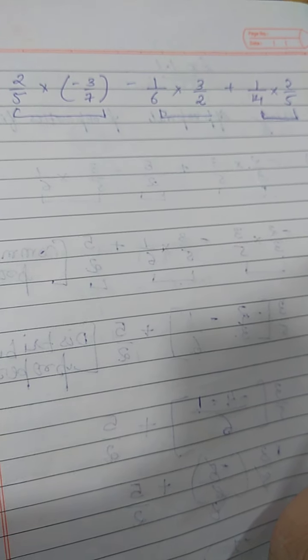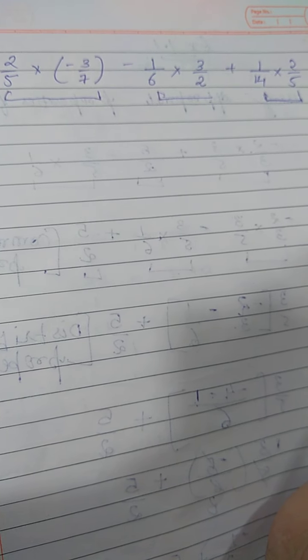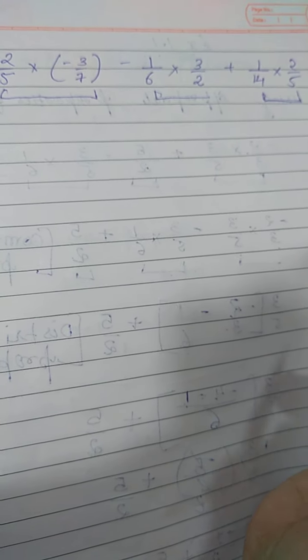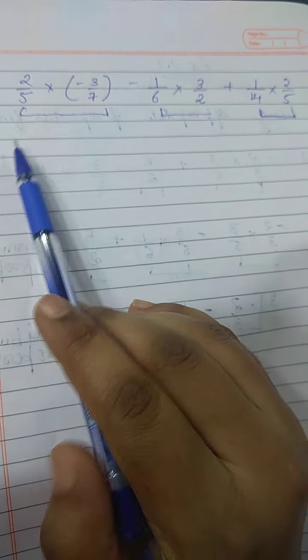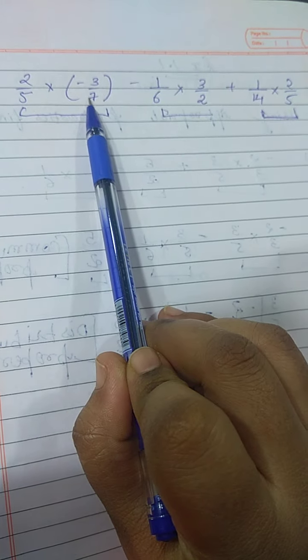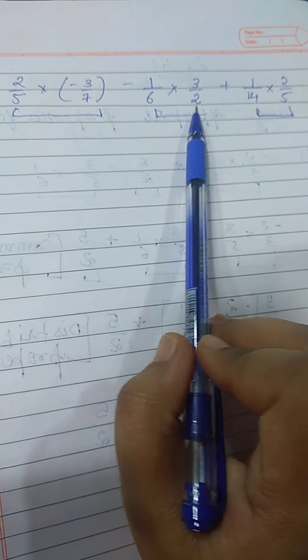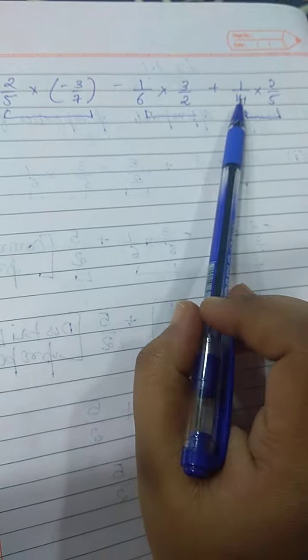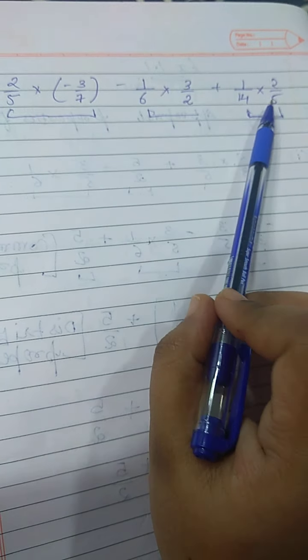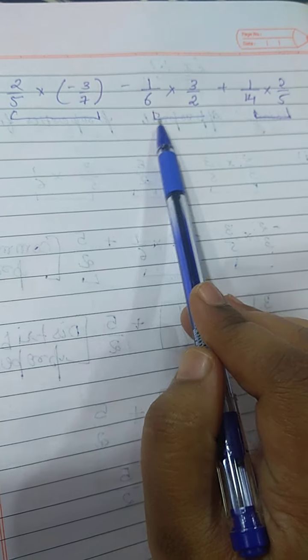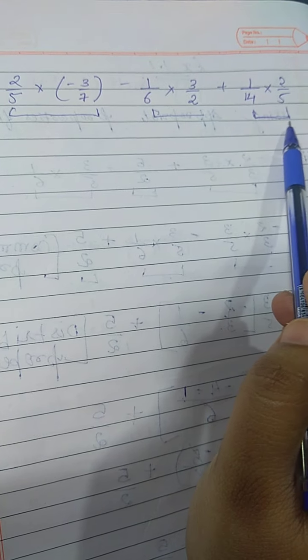Continuation of exercise 1.1, question number 4, second question. You have to solve using the identity. So the second question is 2 upon 5 into minus 3 upon 7 minus 1 upon 6 into 3 upon 2 plus 1 upon 14 into 2 upon 5. So this is one term, second term and third term.